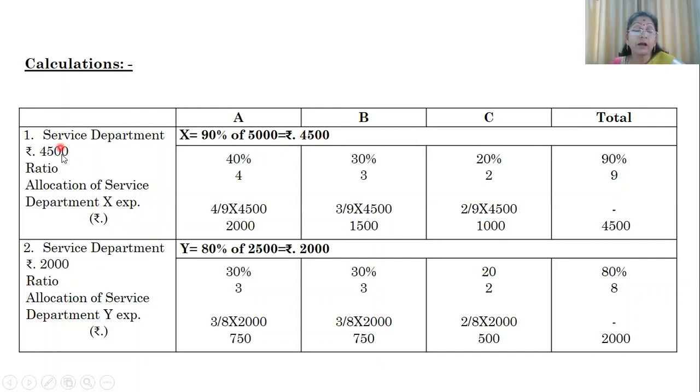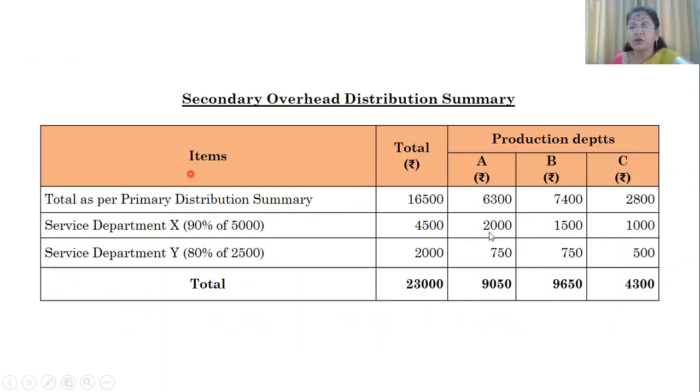This 4,500 is to be allocated to the production departments. 4 divided by 9 into 4,500. How did we get 9? 4 plus 3 plus 2. Otherwise, you put 40 divided by 100 into 4,500, 30 divided by 100 into 4,500, and 20 divided by 100 into 4,500. You will arrive at this answer. No issue. Then we have to post this one: 2,000, 1,500 and 1,000. See here, service department X, 2,000, 1,500 and 1,000 we have allocated.